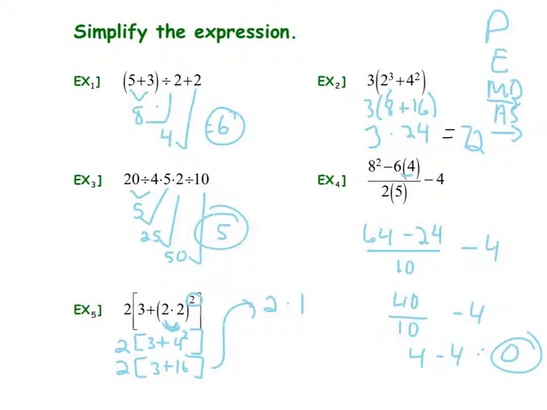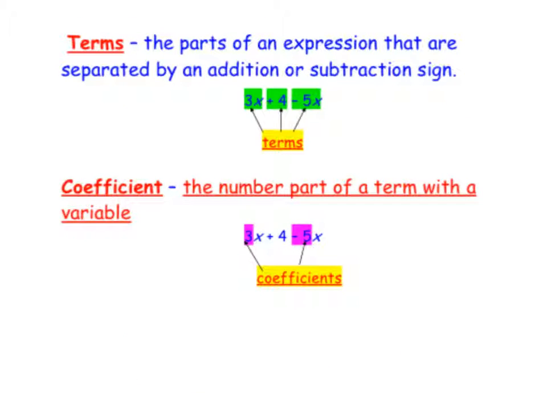So it'd be 2 times 19, which is, I believe, 38. And that's going to be your answer. So we'll practice those in class. All right, let's move on. Okay, write these notes down in your notebook.